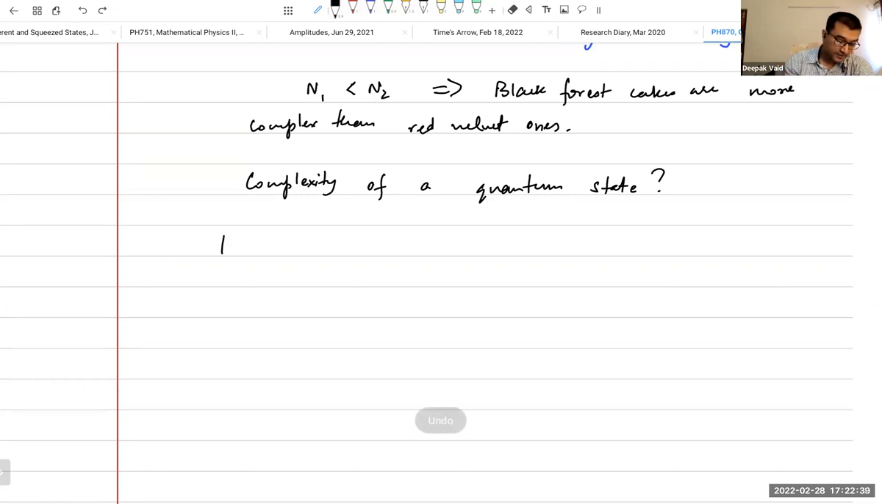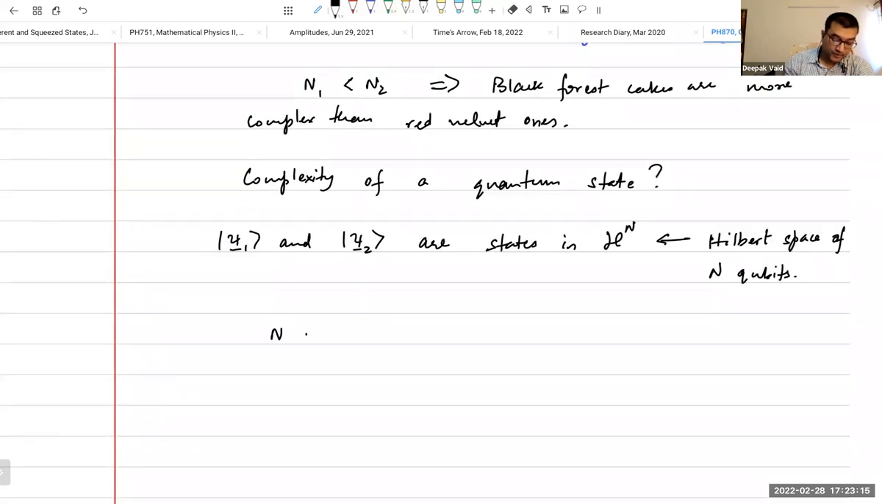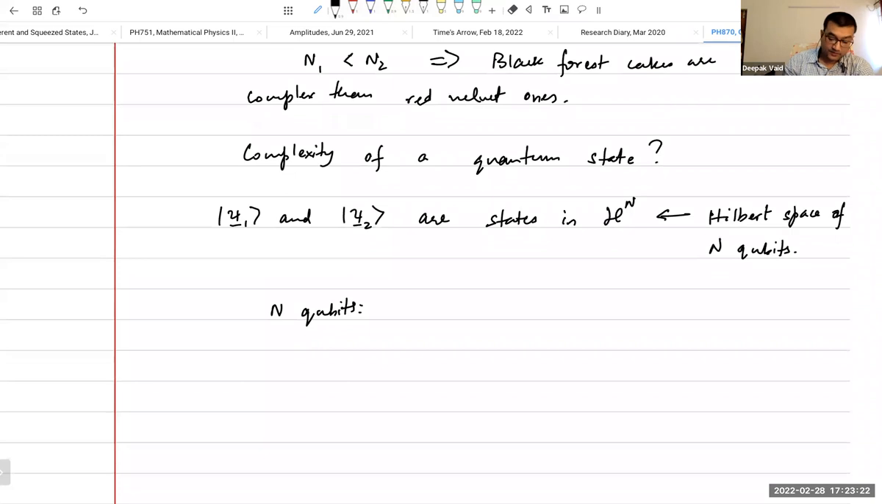you have two different states, psi one and psi two. Let's say these two are states in H_n, where H_n is the Hilbert space of n qubits. If you have n qubits, what are the basis elements? What is the dimensionality of your Hilbert space? It's a 2 to the n dimensional vector space.